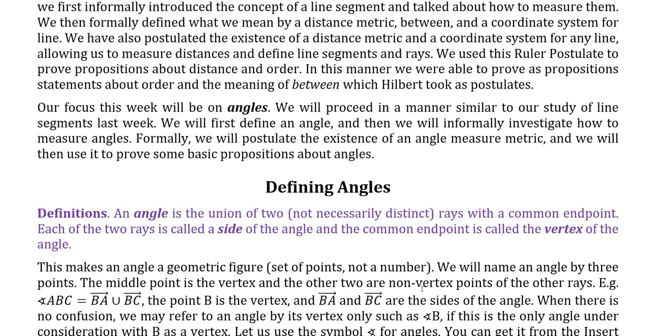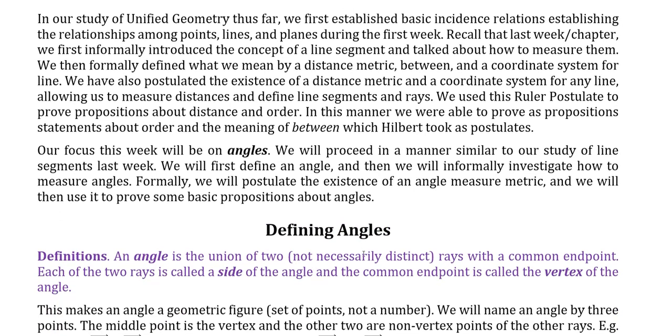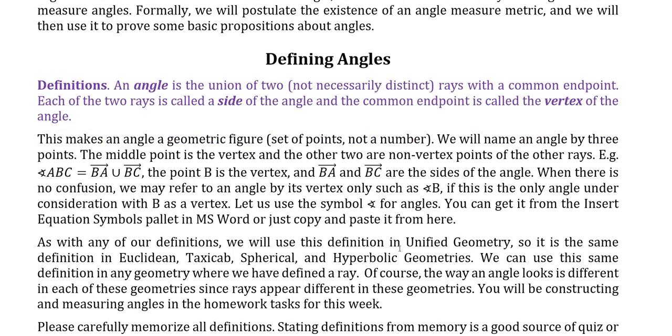Well, an angle is going to be the union of two, but not necessarily distinct, rays with a common endpoint. Each of the two rays is called a side of the angle, and the common endpoint is called the vertex of the angle. So again, this makes the angle a geometric figure that is a set of points, not a number. And we will name an angle by 3 points.